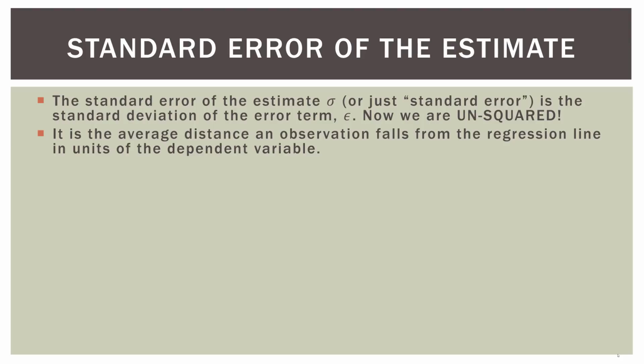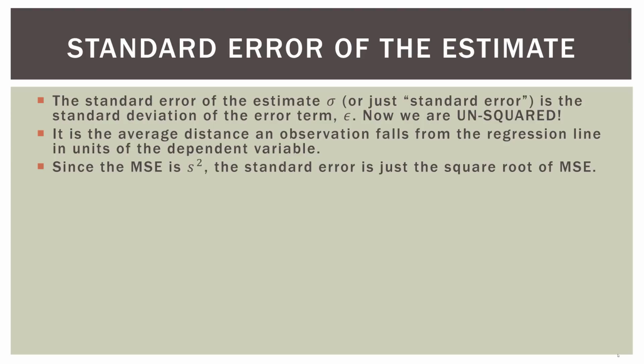So in this case, dollars. So think of the standard error as sort of the average distance the data falls from the regression line. So since MSE is S squared, the standard error is just the square root of it. Just a square root. S is the square root of MSE, which means it's also the square root of sum of squares due to error divided by n minus 2.